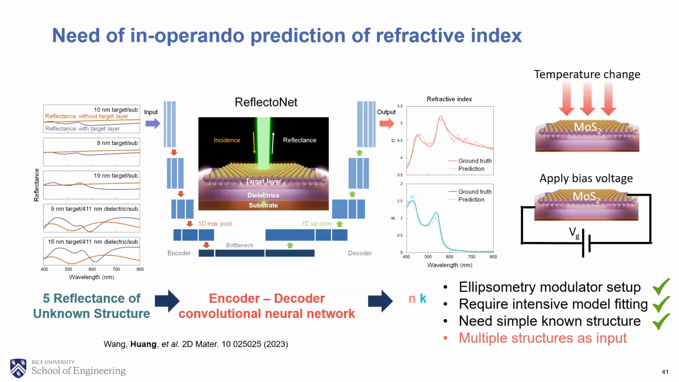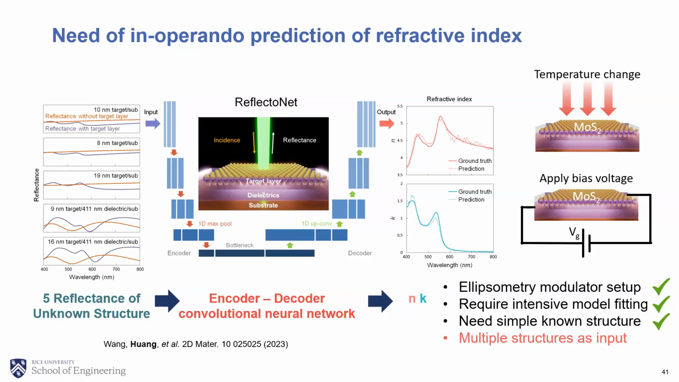For example, we integrate them onto an electronic device. We want to apply bias voltage, and we try to study the N and K in response to these bias voltages. And in some other cases, we may want to study the N and K with a temperature change. So during the operation of these devices, there's no way you can obtain different types of structures. So we then realized there's a need for a new Reflector Net to capture the in-operando prediction of the refractive index.